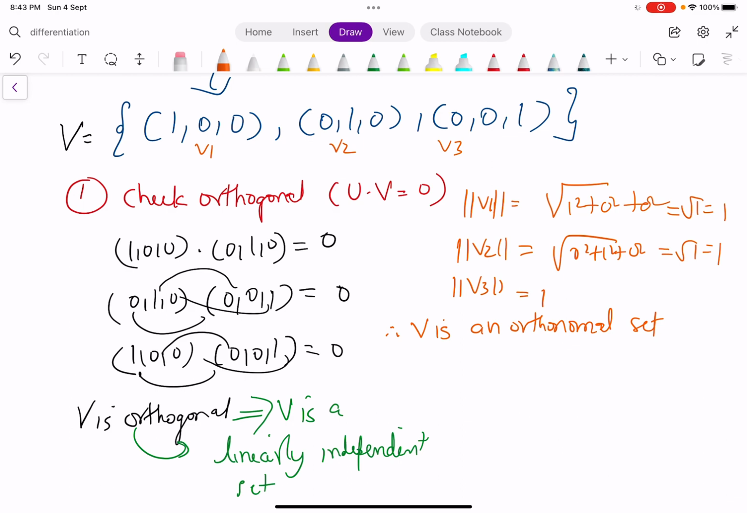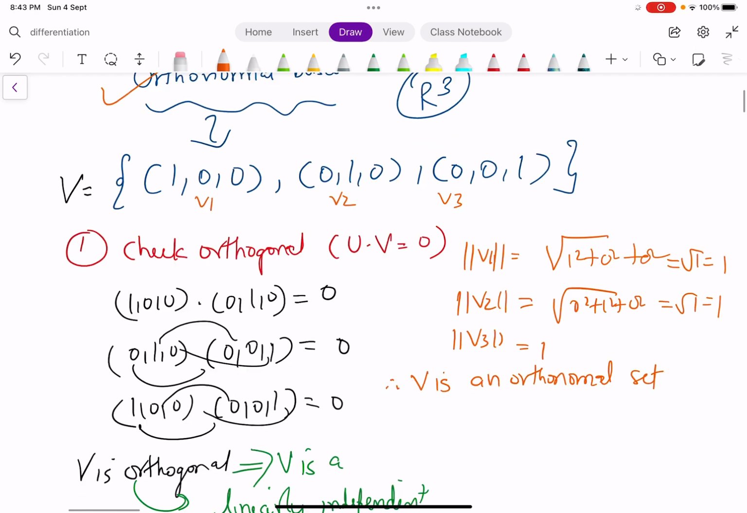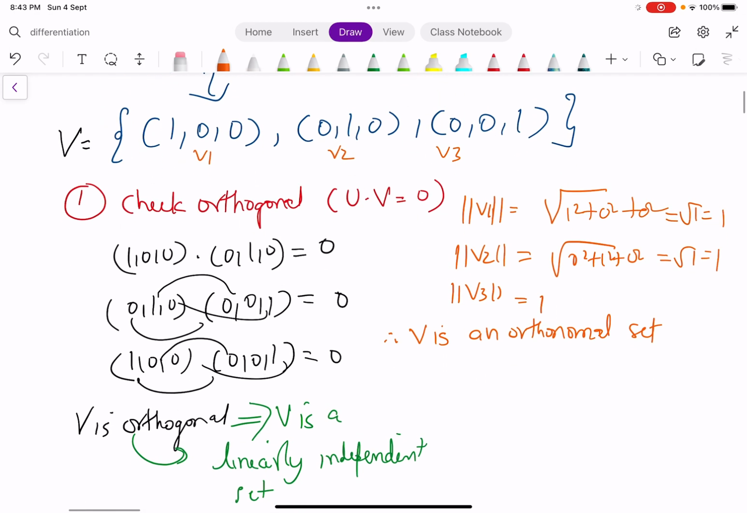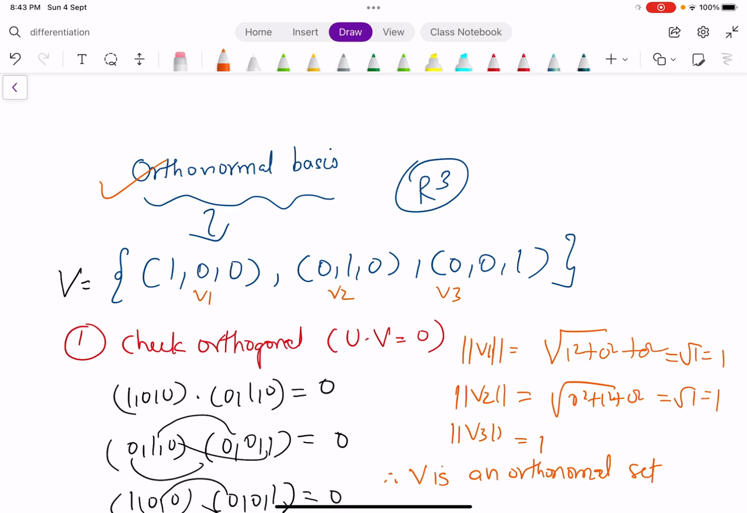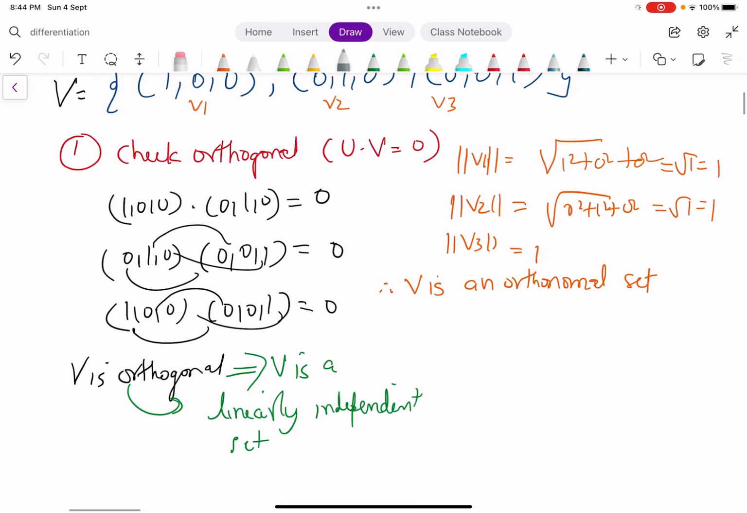That's also proved. Now what we have to do is check whether this is a basis. They are orthonormal, this is fine, the first part of this is done. We have to check whether this is a basis for R3. Now recall that whenever we talk about a basis, a basis is a minimum spanning set, and it is a maximum linearly independent set. This is what a basis is. Now let's talk about the linear independence.